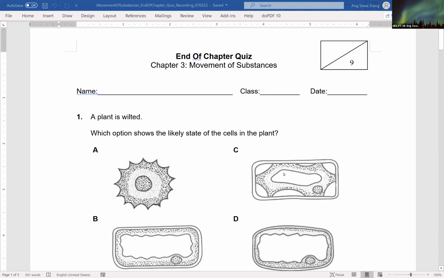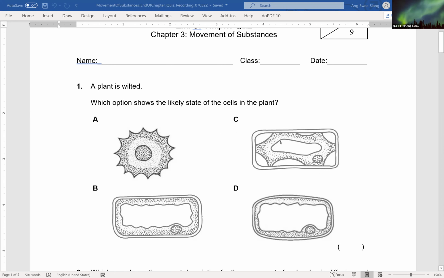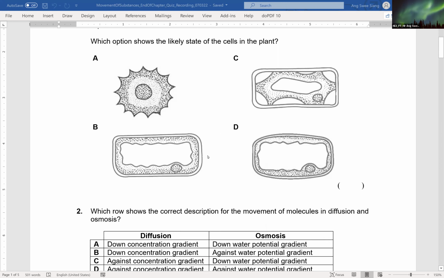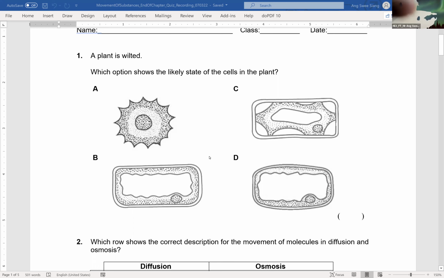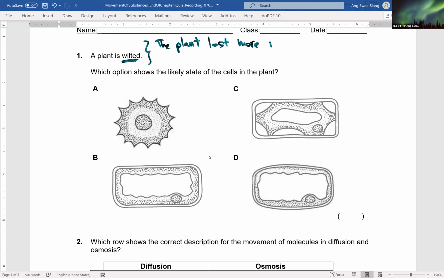Okay, we'll look at this worksheet now. For question 1, a plant is wilted. When you see this word, it basically means that the plant has lost more water than what it absorbed.